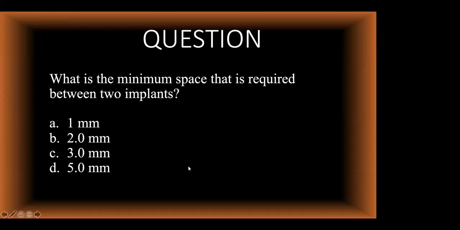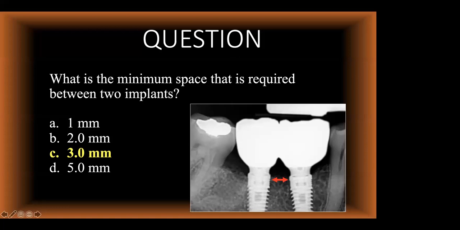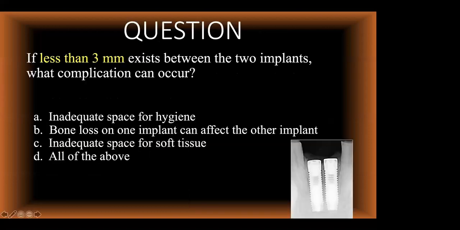So for the people who answered B, this is what we used to teach. However, the latest studies, mainly from Tarnow, showed that the 3 millimeters is ideal between implants. Why is that? For a couple reasons. Well, actually, I think that is going to be the next question. So let me go. If less than 3 millimeters exists between 2 implants, what can occur? Inadequate space for hygiene. Bone loss on one implant can affect the other implant. Inadequate space for soft tissue, or all of the above. So please answer that, and Robert will give us the quick numbers on that.